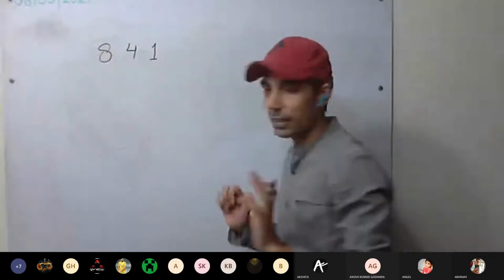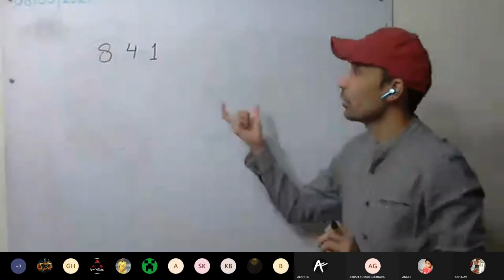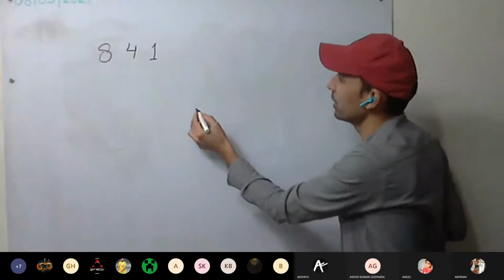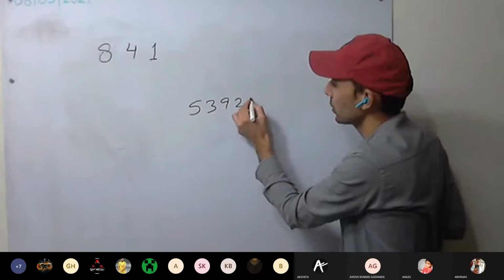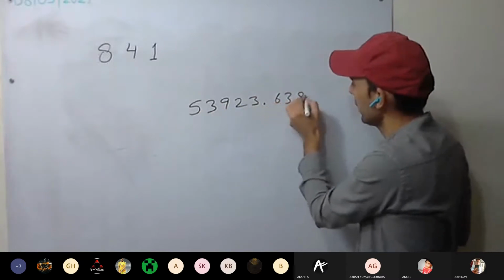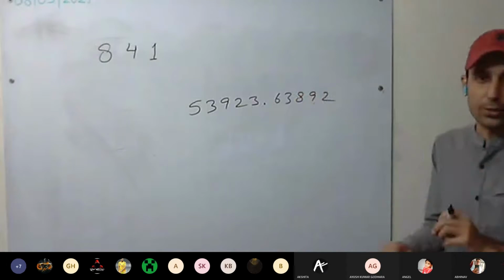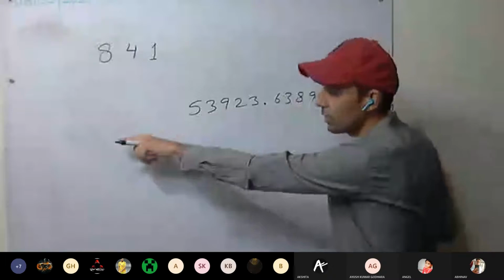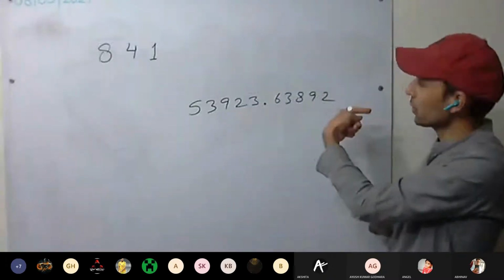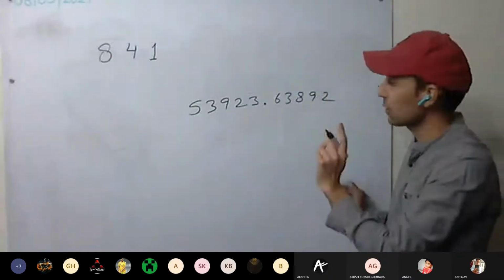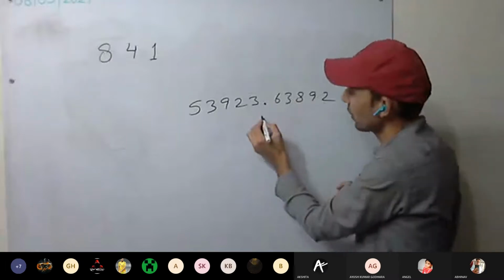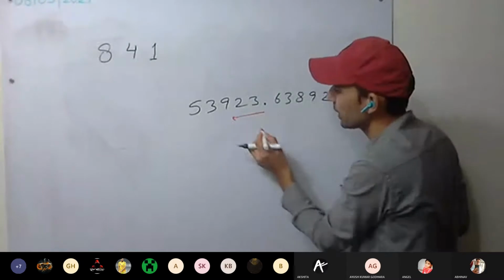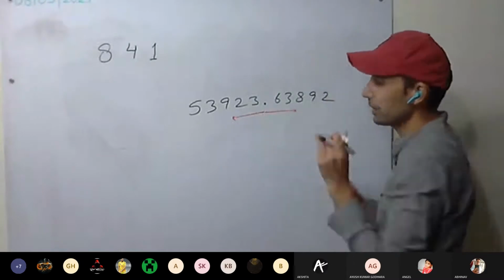841. First, we'll make pairs here as well. How do we make the pair? For example, I give a number 53923.63892. How are we going to make the pairs? We start from the decimal point. Once we go to the left-hand side, once to the right-hand side. Understood how to make pairs?